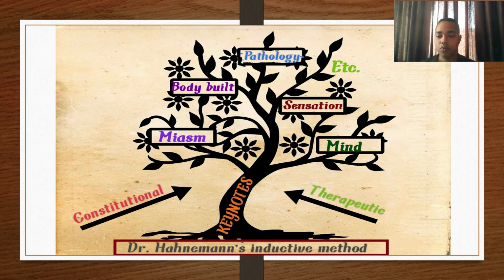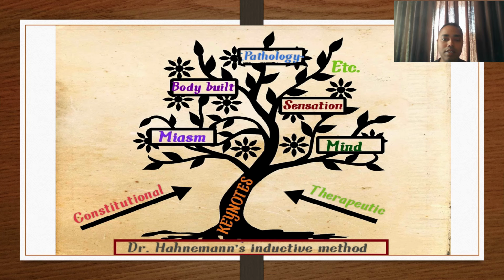First of all, we have to understand and adopt all these ways of his method for a successful homeopathic treatment. All these are just branches of a complete tree of a complete method. And this is the beauty of Dr. Hahnemann's inductive method, that there is no hard and fast rule for following only one way, like other methods, for example mind symptoms only or miasm only, etc.